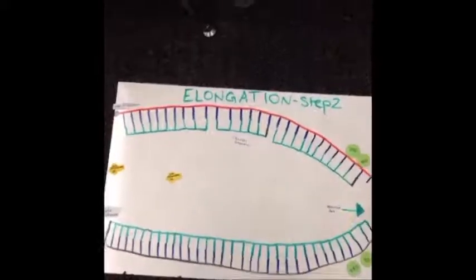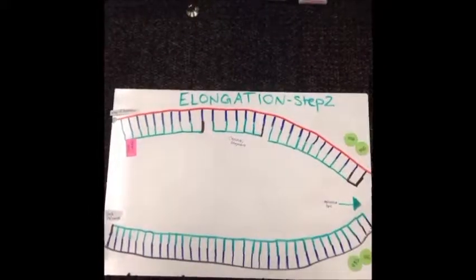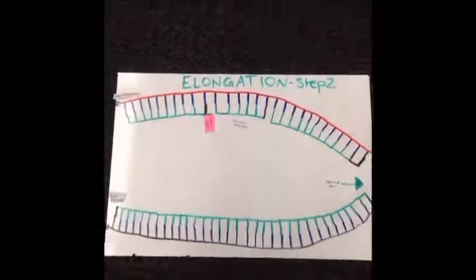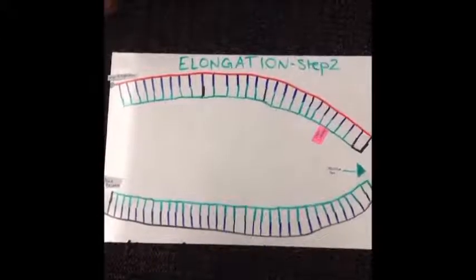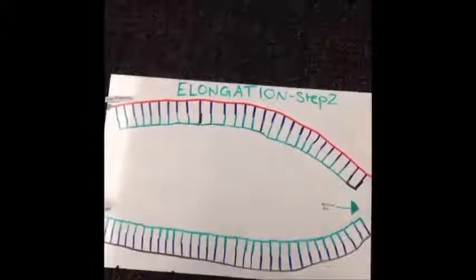The lead DNA strand is synthesized in the same direction as the replication fork, while the lagging strand is assembled with multiple discontinuous units called Okazaki fragments. Enzyme DNA ligase works to join these fragments together.